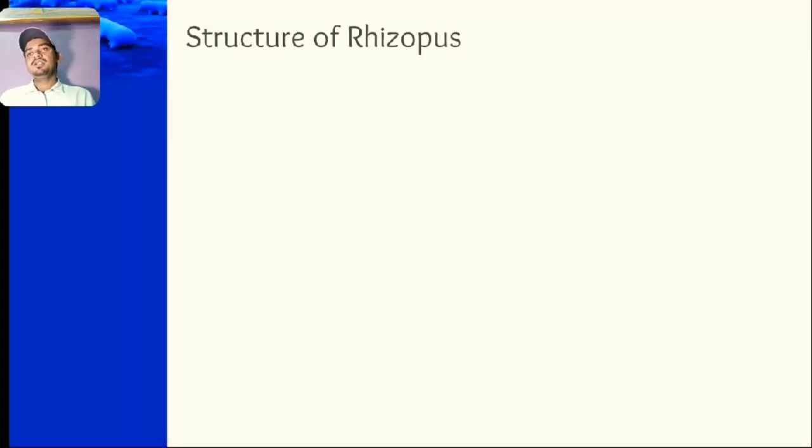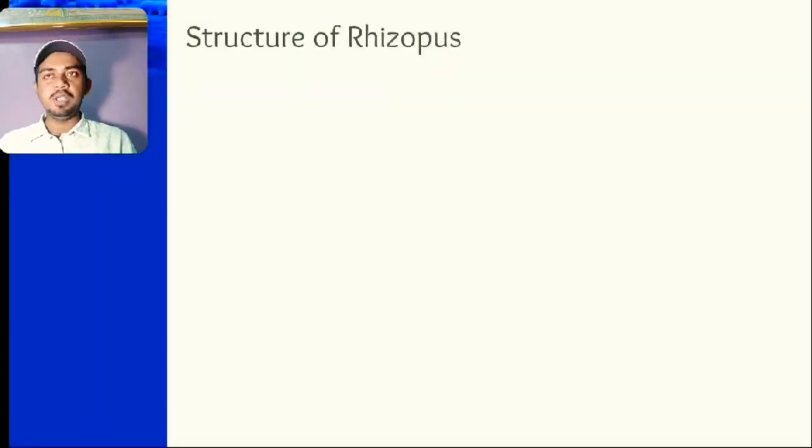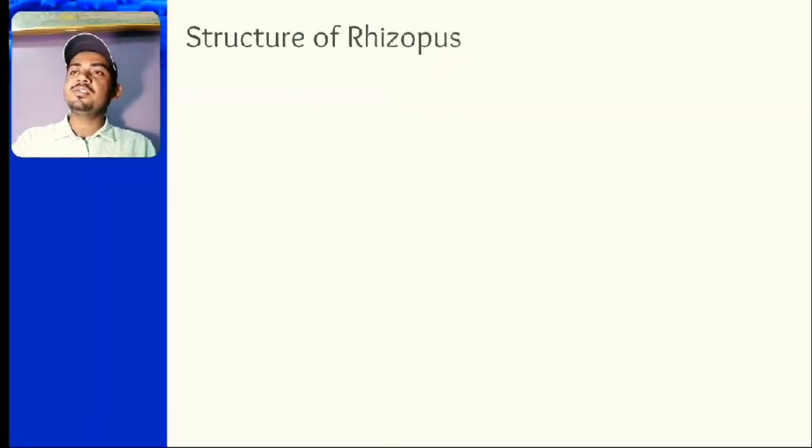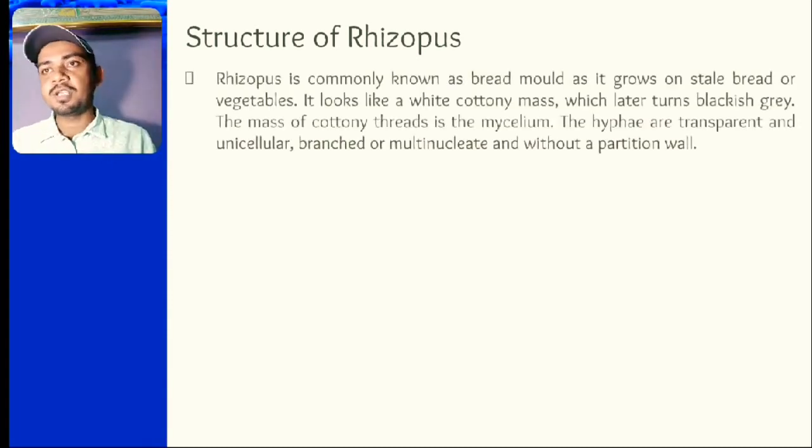Structure of Rhizopus. Now we understood that Rhizopus is bread mold, a type of fungi which grows on bread, and it is dangerous for us to eat. Now let's see the structure of Rhizopus. How is its structure?